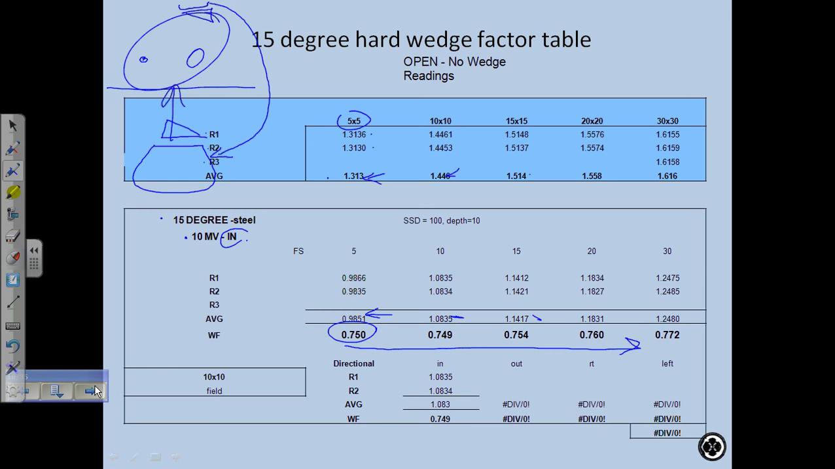So I change the direction and I take readings again and I compare this with, in this case, the 10x10. So I compare these two. Okay, now this says in and this says in, so it doesn't look like I changed direction. I think this is a typo, and this is really right, because I usually do my wedge factors in the right orientation. Okay, so this is right, and that's it.